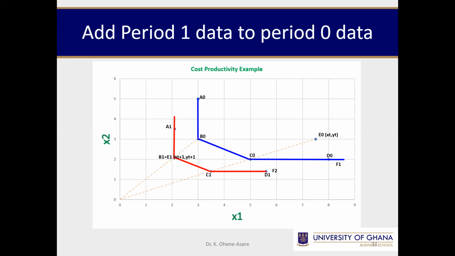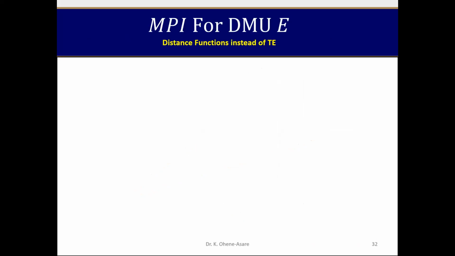If we are to estimate the technical productivity for one of the DMUs, how would we go about it? It's a very simple thing. This is just a recap, but I'm doing this recap for a reason. Now, I'm going to use the distance functions throughout. I want to repeat, I'll be using distance functions throughout.